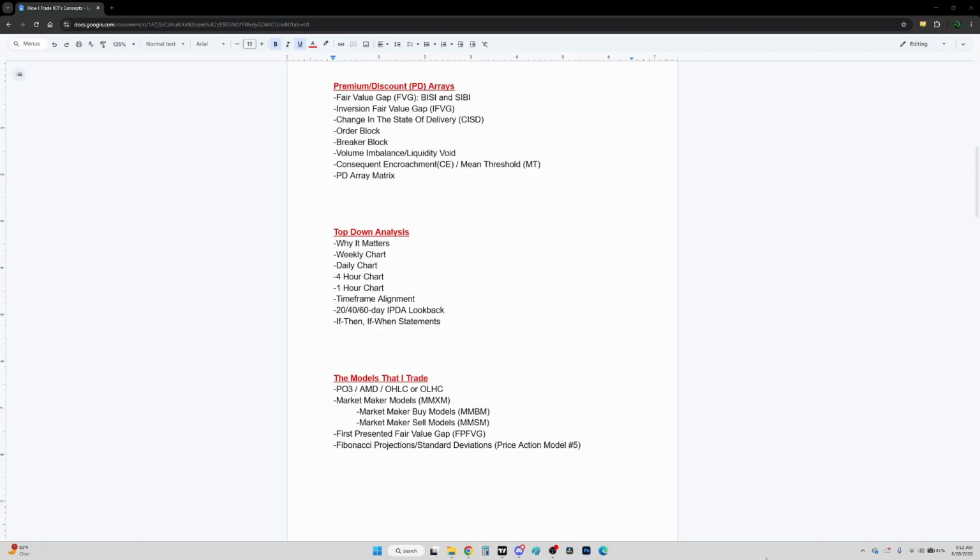And then we had a basic introduction into the 20, 40, and 60-day IPDA look back and how we could use that for key liquidity levels that price will refer to. And then we talked about if-then, if-when statements and how we can use what we see in price or what we don't see in price to help us predict where the market is going to go.